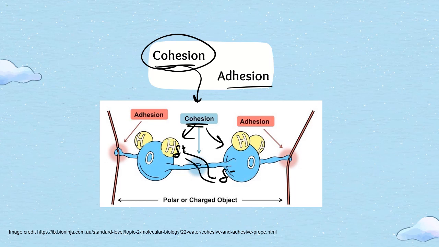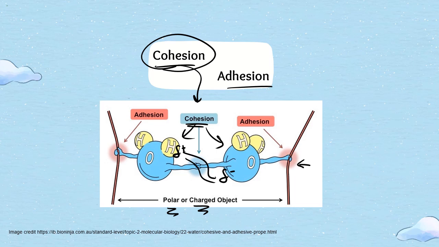That is cohesion. What's pretty cool though is that lots of stuff in the world is also polar, or sometimes even fully charged, like ionic compounds. And because of water's polarity, water will be attracted to other stuff, not just water.